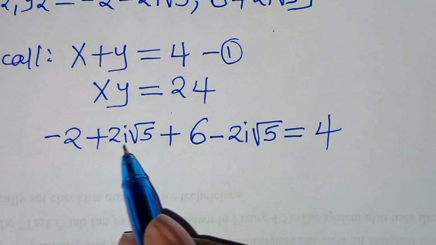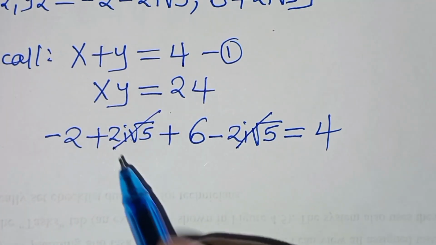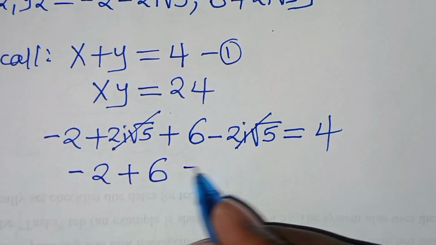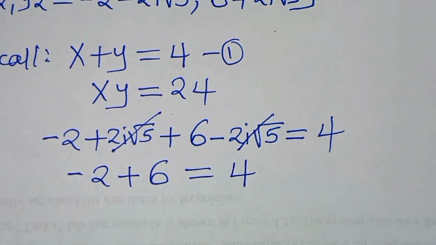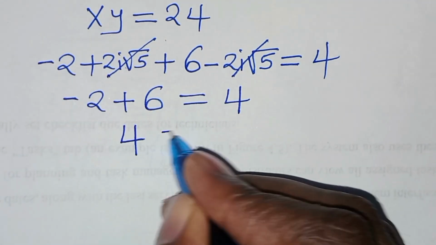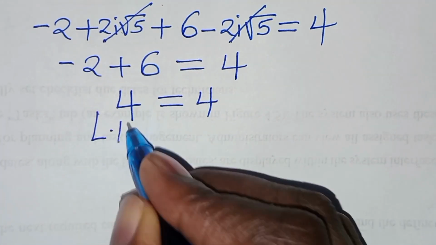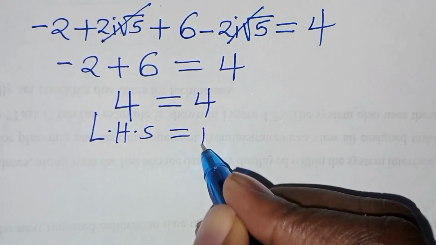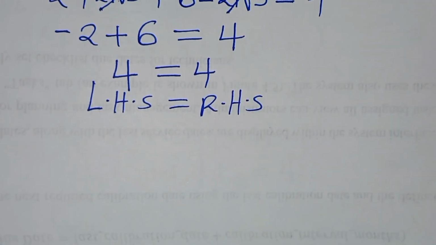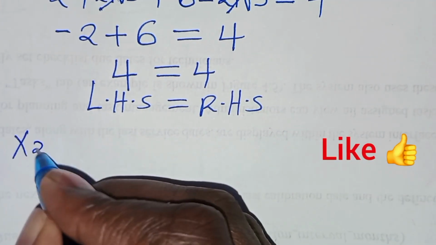So clearly, plus 2i square root of 5 minus 2i, this simplifies. And then we have minus 2 plus 6. This is supposed to give us a value of 4. So minus 2 plus 6, this is equal to 4, which is equal to 4. So this implies that the left hand side is equal to the right hand side. So let's check x2, y2.